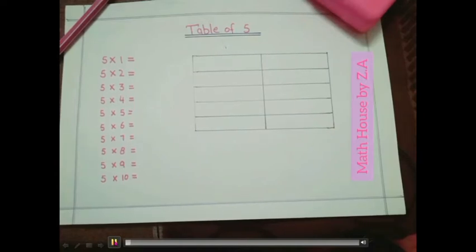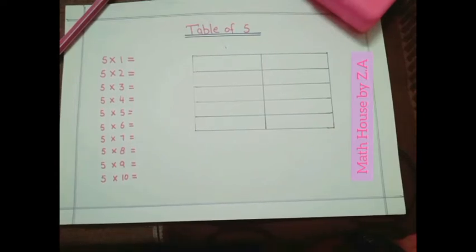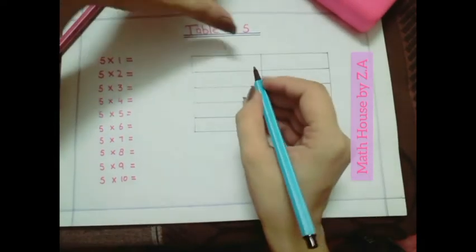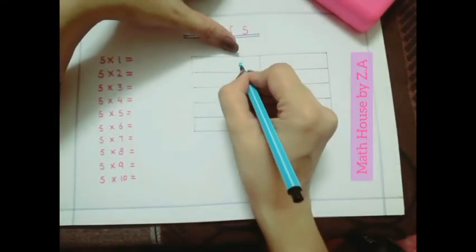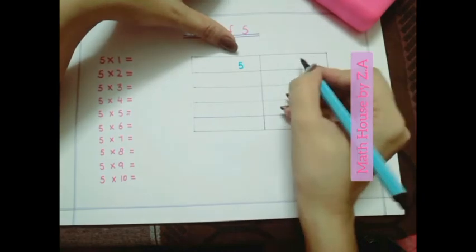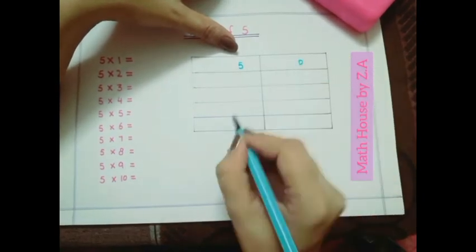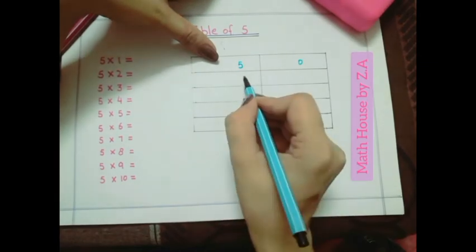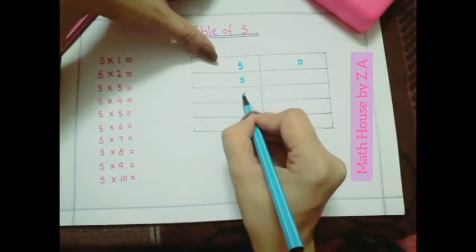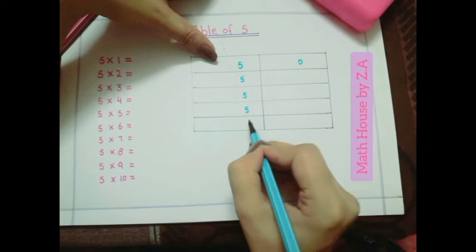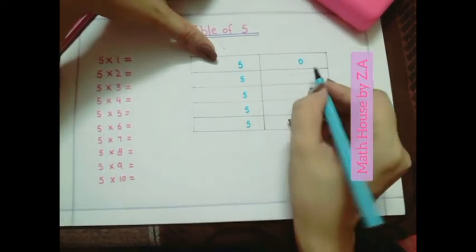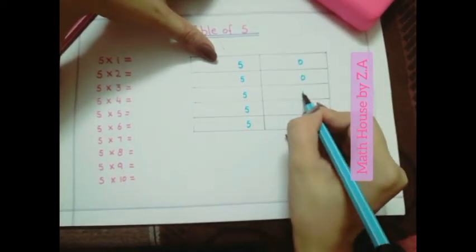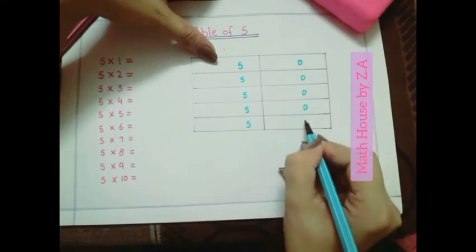Here I show you how to write the table of 5. For writing the table of 5, you draw the box and write 5 here and 0 in the second box. Then after that, repeat this 5 in each box. So 5, 5, 5 and 5. Now repeat the 0 in the second column: 0, 0, 0 and 0.